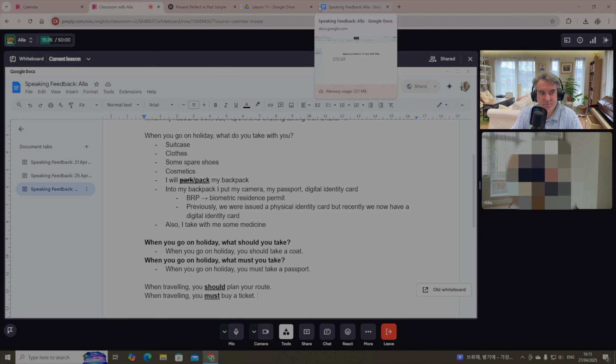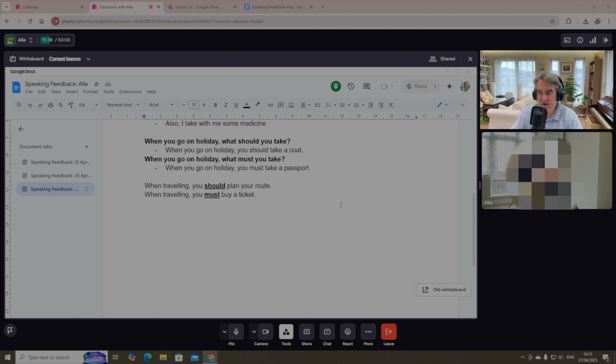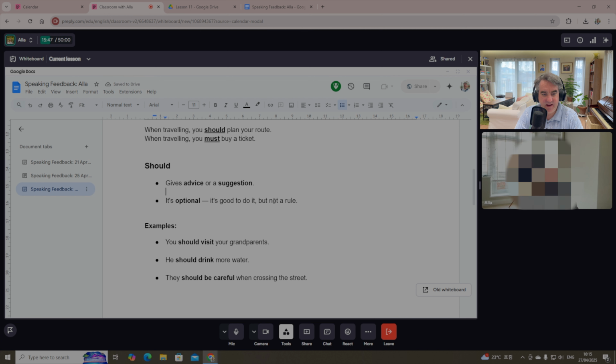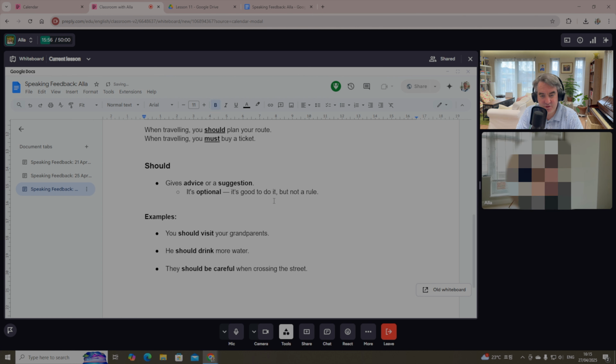Now, one moment. Let me give you some examples of should. Here, should gives advice or suggestion. It's optional. It's good to do it, but not a rule. So, for example, you should visit your grandparents. He should drink more water. They should be more careful when crossing the road. Okay.